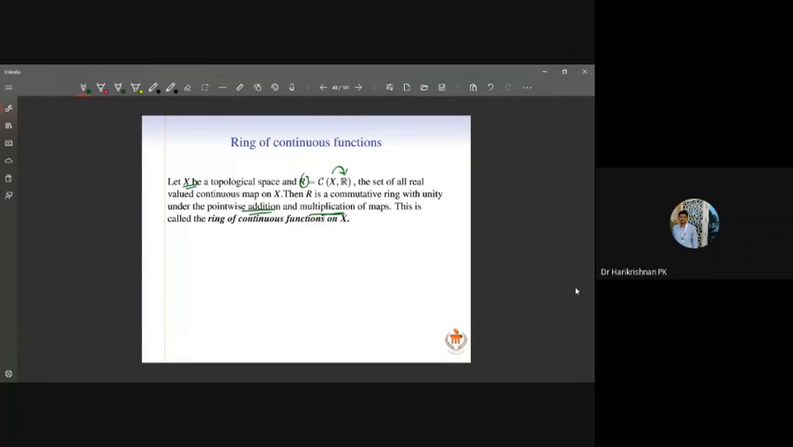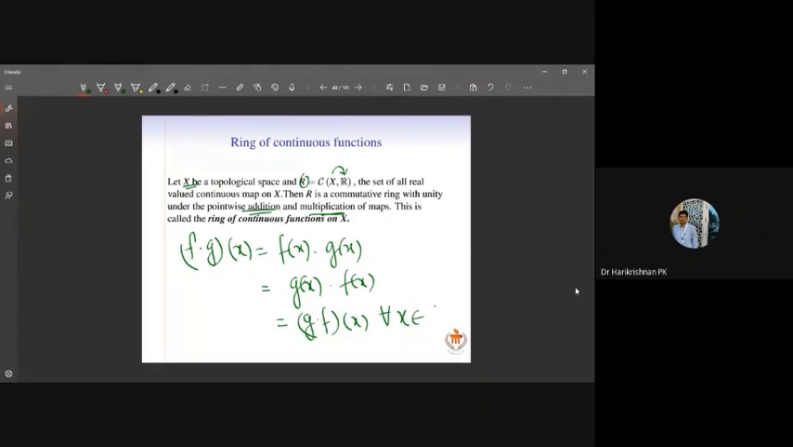Why is it commutative? Because the multiplication is defined as (f·g)(x) = f(x)·g(x), where f(x) is in R and g(x) is in R, and multiplication is commutative in R. So you can write g(x)·f(x), that is (g·f)(x), for every x in X. So we can say it is not only a ring, it is a commutative ring with unity. Such rings are called a ring of continuous functions on a topological space.